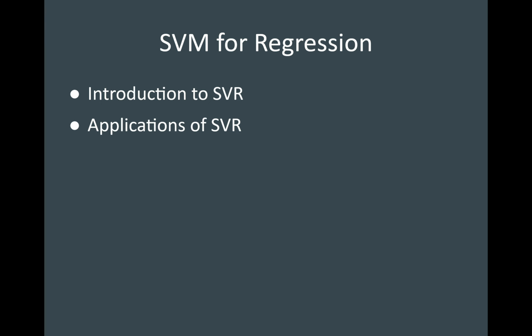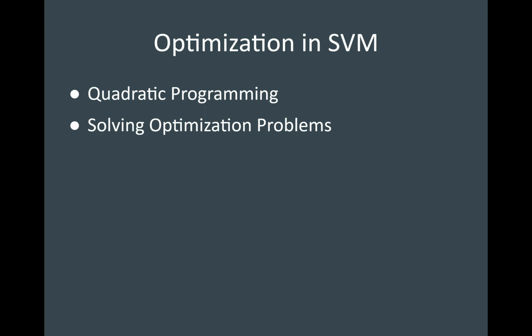Moving to the next topic, which is optimization in SVM. First is quadratic programming. The optimization problem in SVM is a quadratic programming, QP, problem, where the goal is to minimize the quadratic objective function subject to linear constraints. For solving SVM optimization problems, methods like sequential minimal optimization, SMO, and Lagrange multipliers are used.